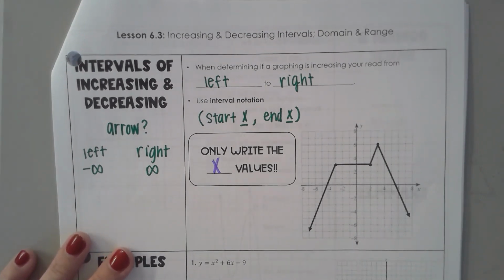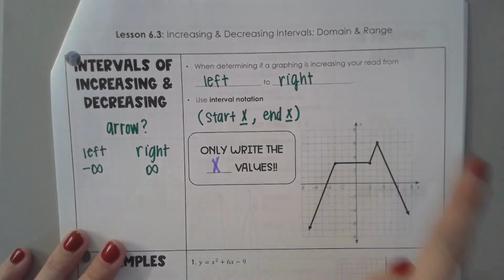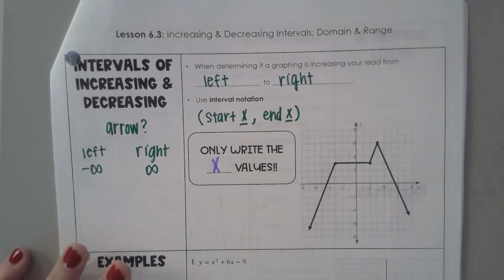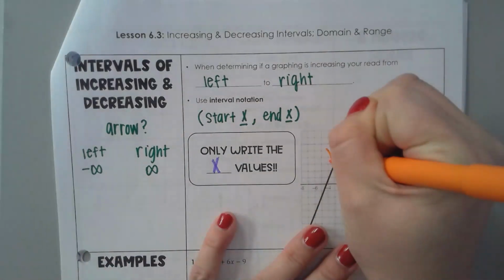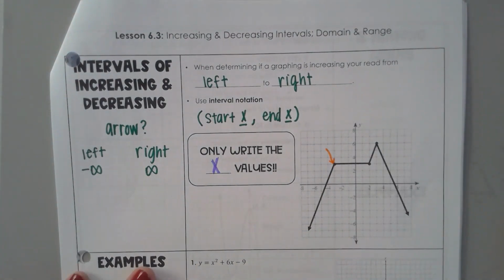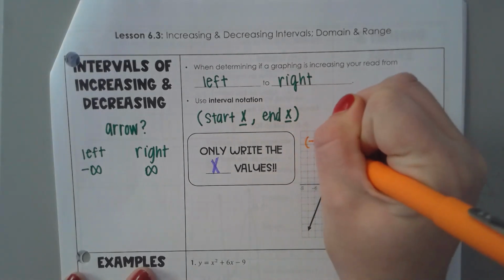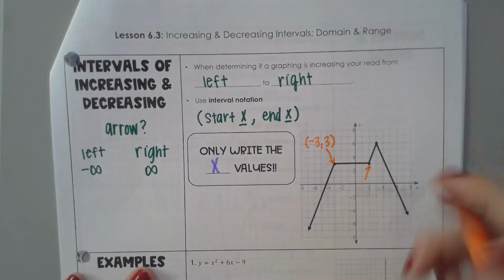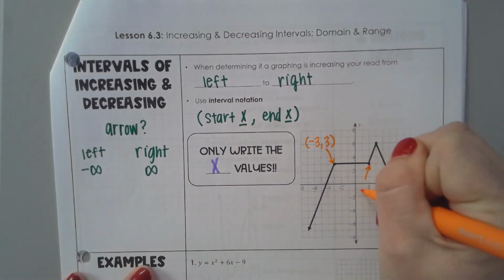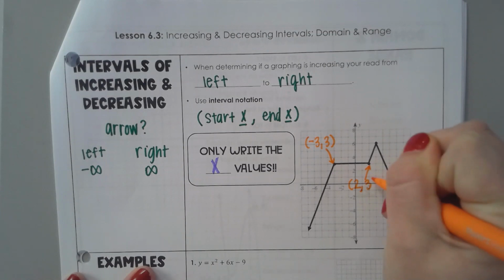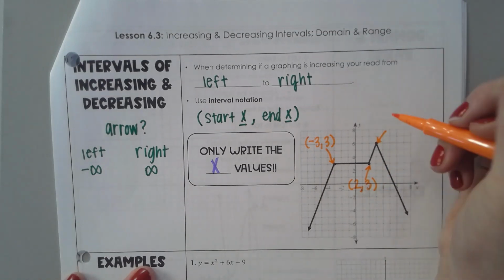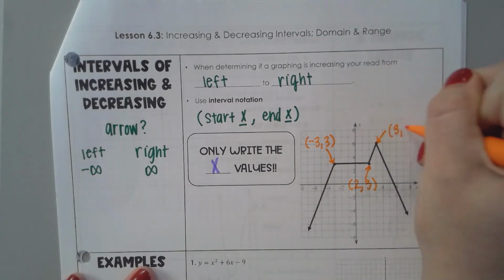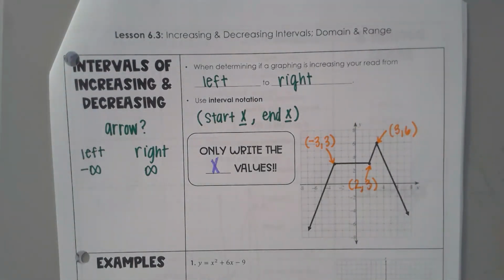So what I want you to do right now is take all of these, there's 3 points, and write those coordinates in. So what is that coordinate? Negative 3, 3. Good. What about this next one? 2, 3. And then the last one, 3, 6. Very good.